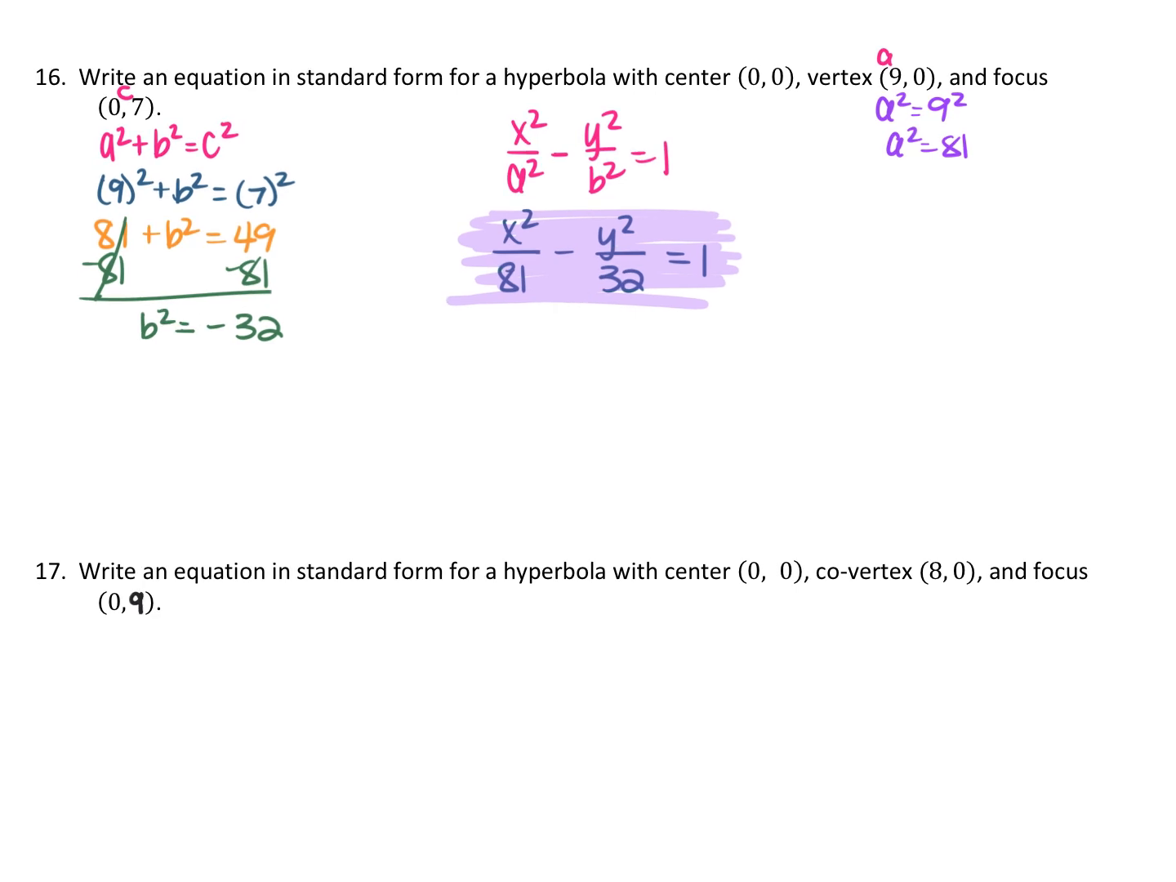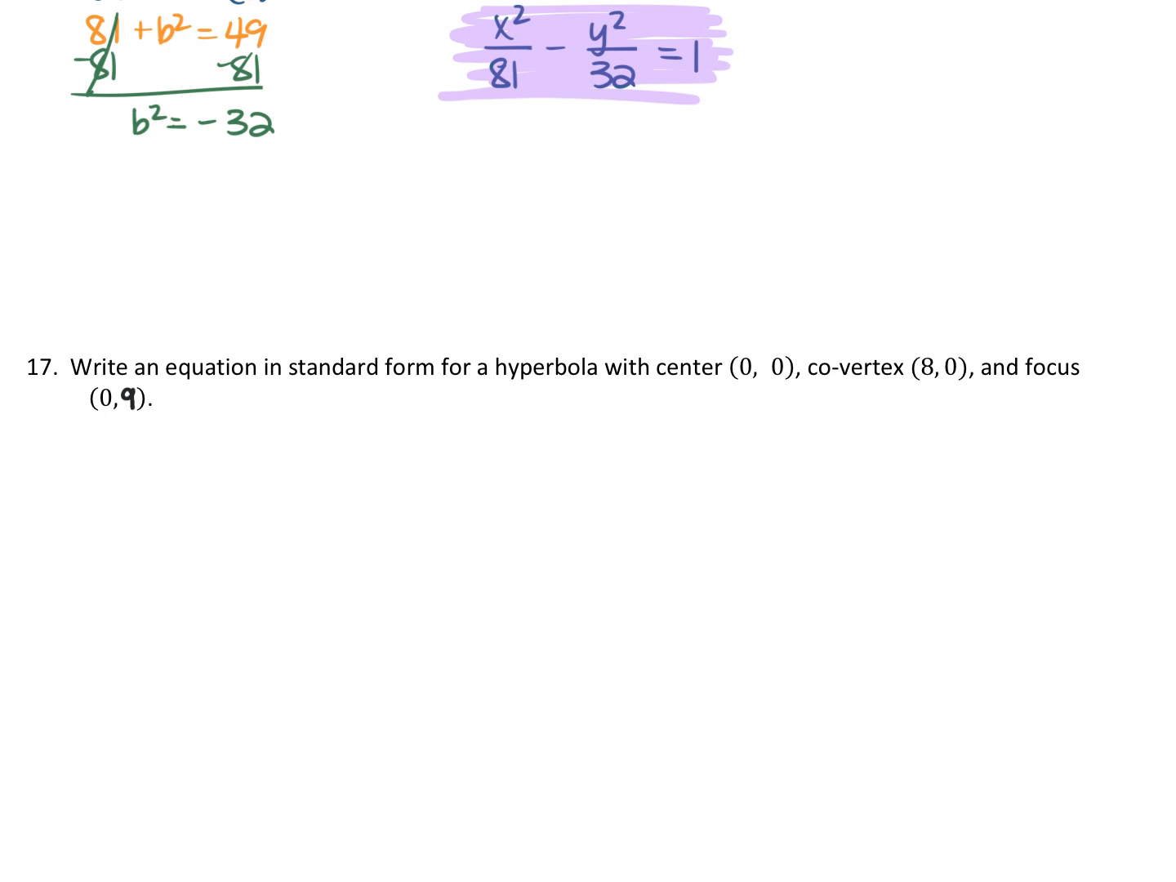For our last question, we're writing the equation in standard form for the hyperbola with a center of 0, 0, covertex of 8, 0, and focus of 0, 9. Your covertex is B, focus is C, so we're going to use, again, a squared plus b squared is equal to c squared to find a. That's going to simplify to give you a squared plus 8 squared is equal to 9 squared, which is a squared plus 64 is equal to 81. Subtract your 64 over. That gives you a squared is equal to 17.